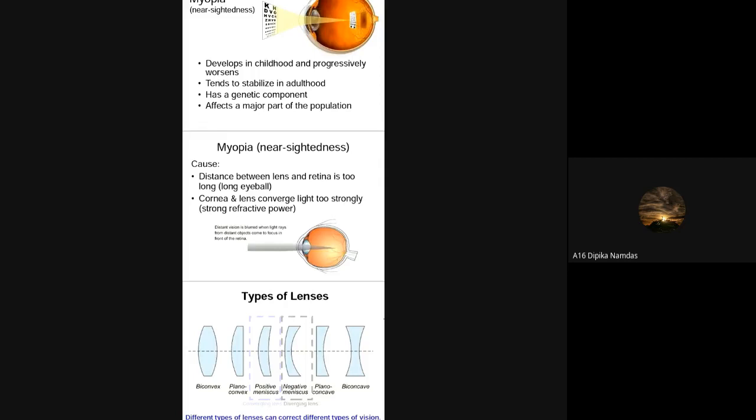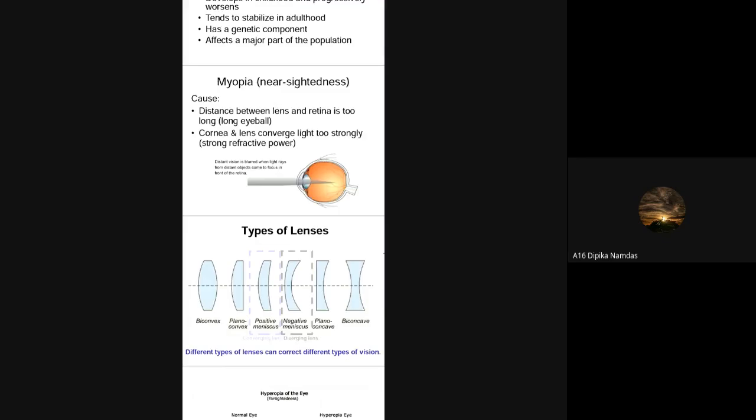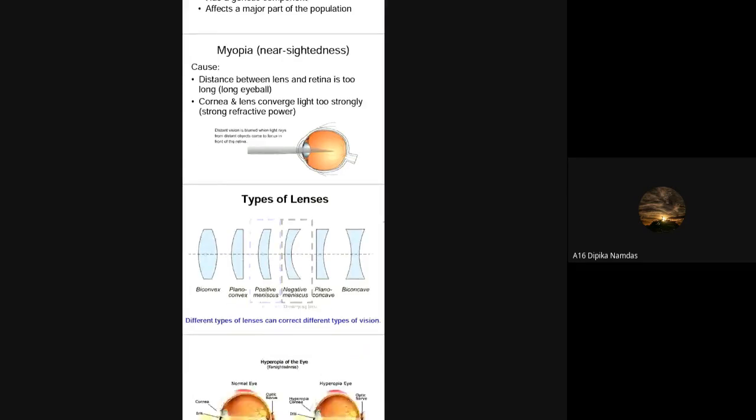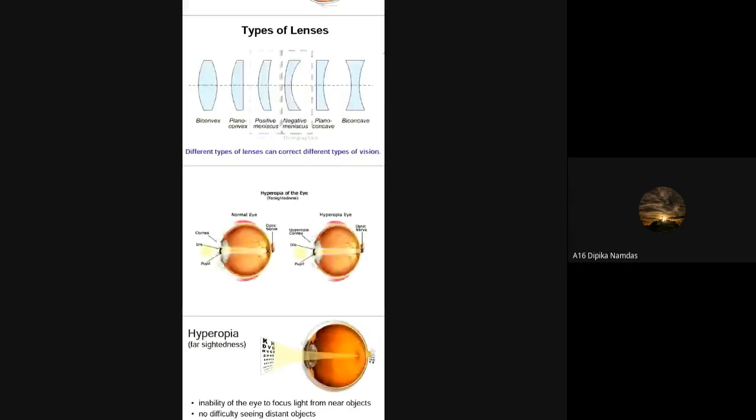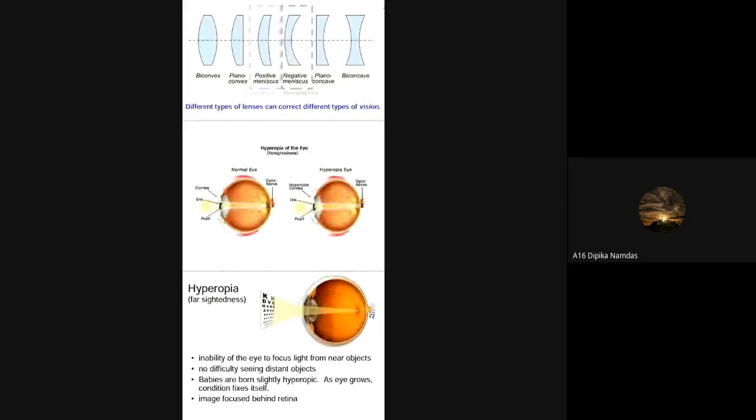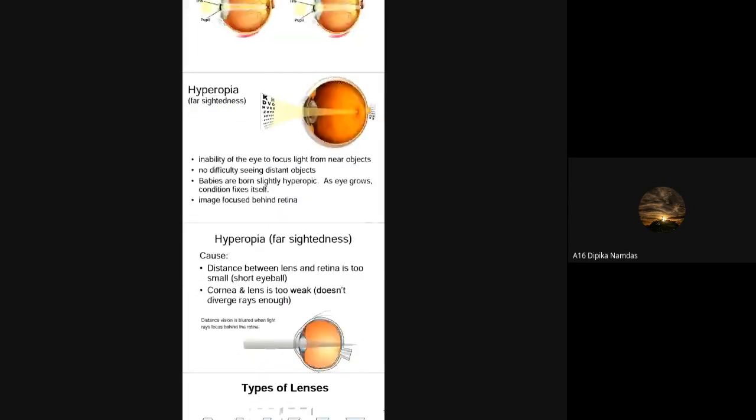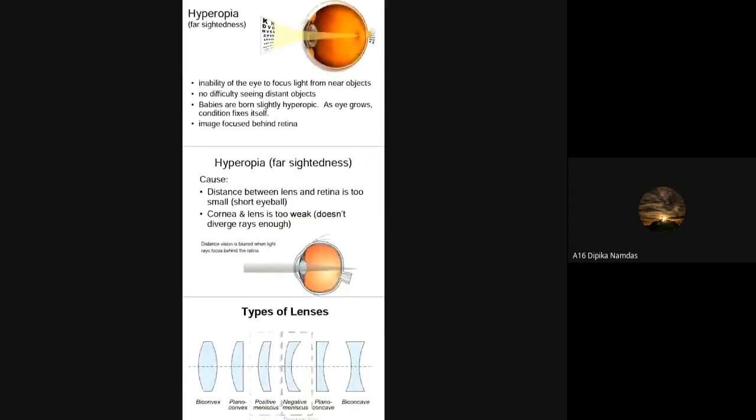Okay, then these are the various types of lenses. It may be a biconvex lens or a plano-convex lens. By using this lens we can overcome this problem, that is nearsightedness. Another problem is farsightedness. Some people have nearsightedness and some people have farsightedness. So what are the causes of farsightedness? As we know, nearsightedness means the distance between the lens and retina is too long.